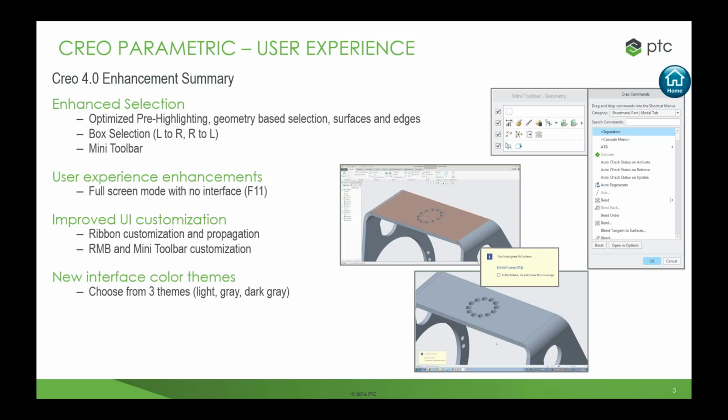We have some user experience enhancements, especially with the full screen mode now, so we can toggle using the function 11 key to a full screen mode and then back again. We have improved user interface customization tools, easily customize the ribbon, as well as mini toolbar customizations. We have 3 new color themes: light, gray, and dark gray.